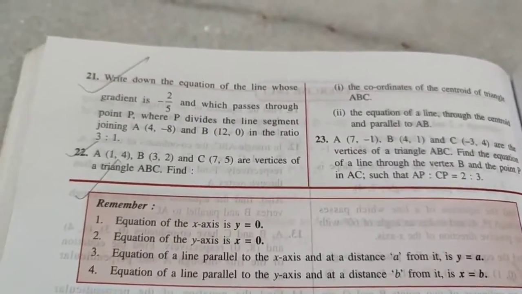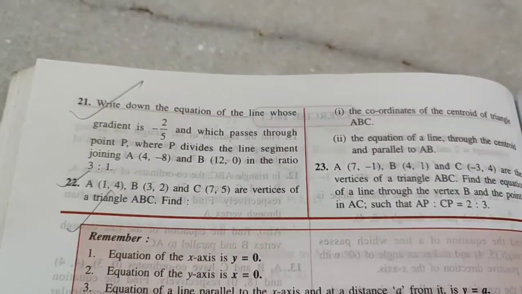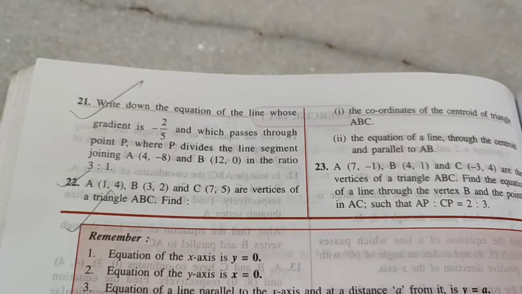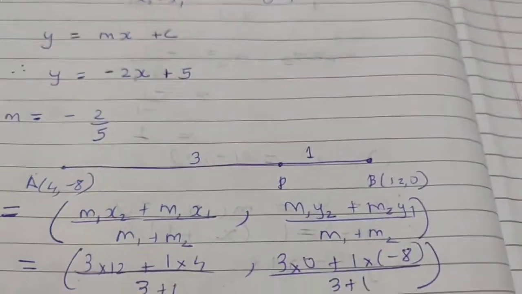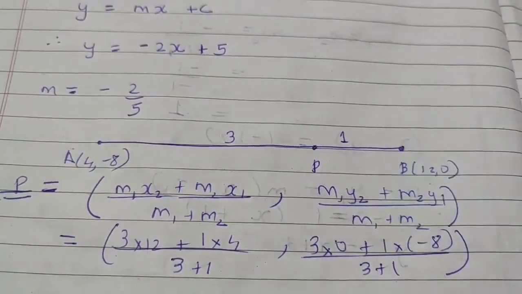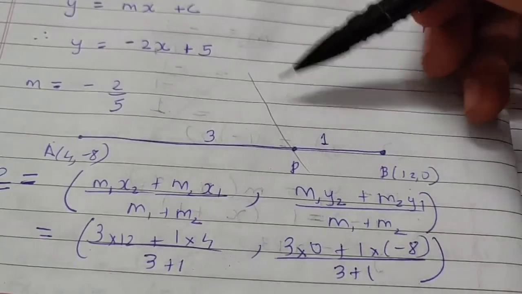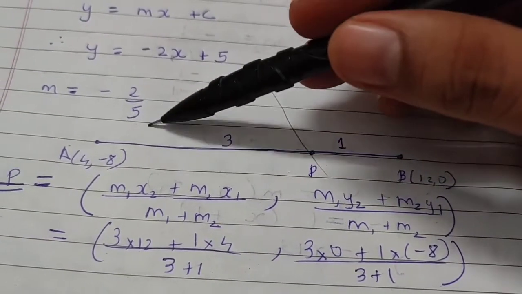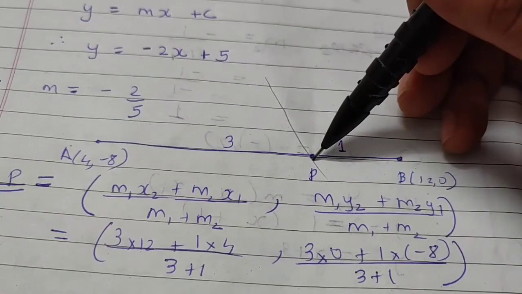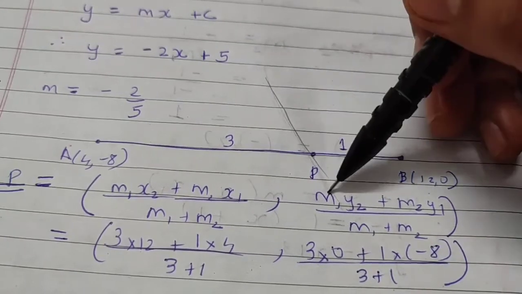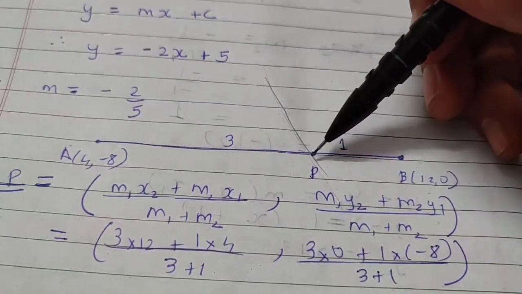Now cancel the 20th question. Let's go for the 21st question. Write down the equation of the line whose gradient is -2/5, gradient means slope, and which passes through the point P, which divides A and B in the ratio 3:1. So here first we'll have to use a section formula to find the coordinates of P. So there is a line passing through P whose slope is given, -2/5. But if only we can find the coordinates of P, then using the slope point form, I can find the equation of this line. But how do I find the coordinates of P?